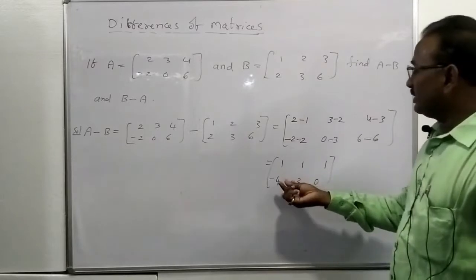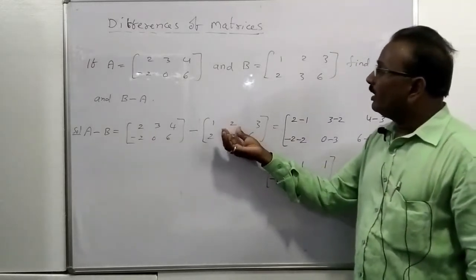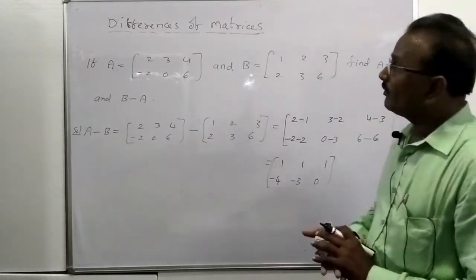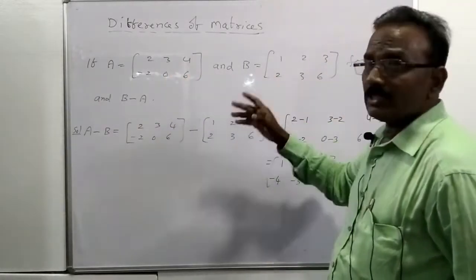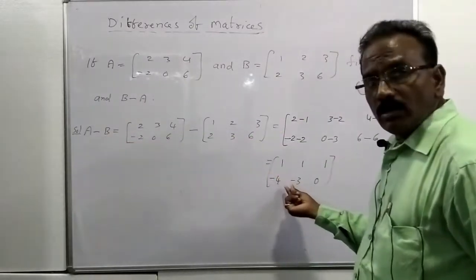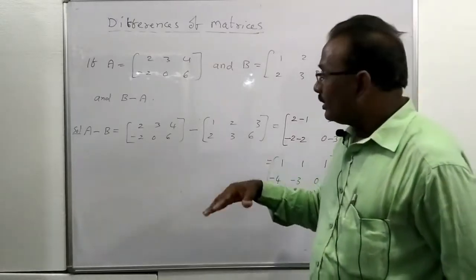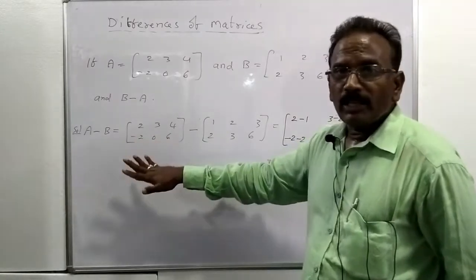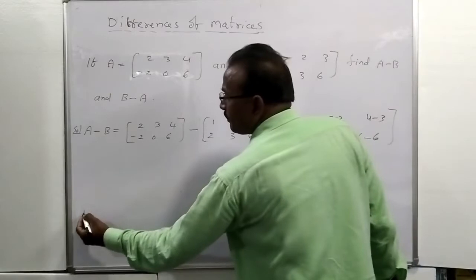Here A minus B is another matrix whose elements are obtained by subtracting the elements of B from the corresponding elements of matrix A. Now what is the definition of the difference of two matrices? If A and B are any two matrices of the same order, then A minus B is another matrix whose elements are obtained by subtracting the elements of matrix B from the corresponding elements of matrix A. So we get the matrix A minus B. Similarly, we can find the matrix B minus A.